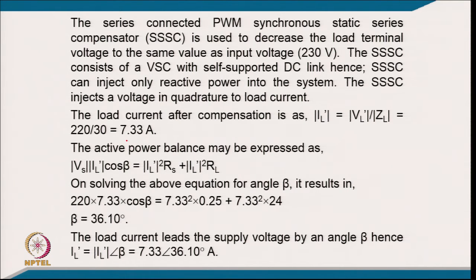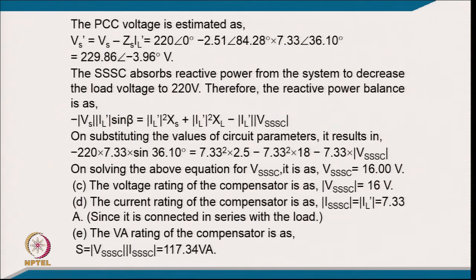So, it comes to 220 by 30, that is 7.33, and the active power balance is expressed as Vs IL cos beta equals IL squared RS plus IL squared RL. On solving the above equation for beta, with 220 and putting in the values, beta comes to 36.16, and the load current leads the voltage by an angle, 7.33 at the angle of 36.10. And the PCC voltage can be estimated from the relation Vs minus IS ZS. So it is 220 at 0, and putting in the values, it comes to 229.86 at the angle of minus 3.96 degree volt.